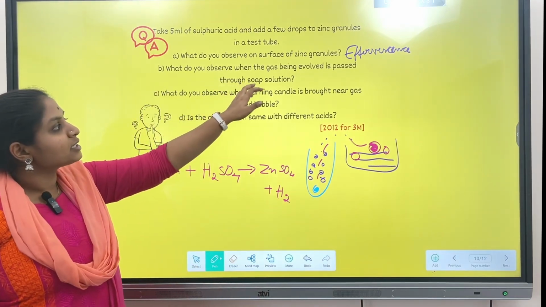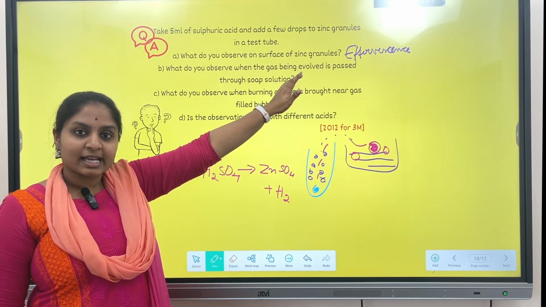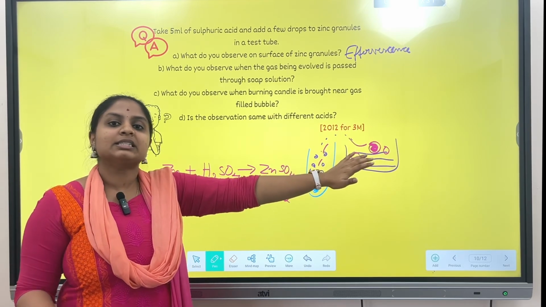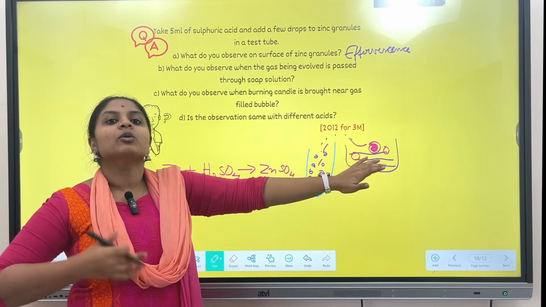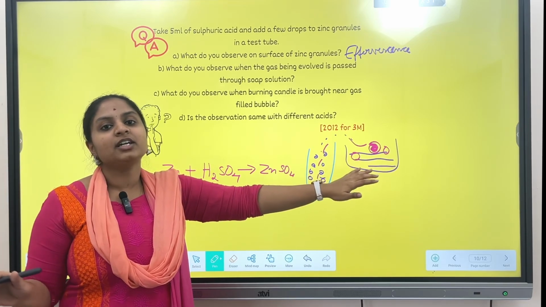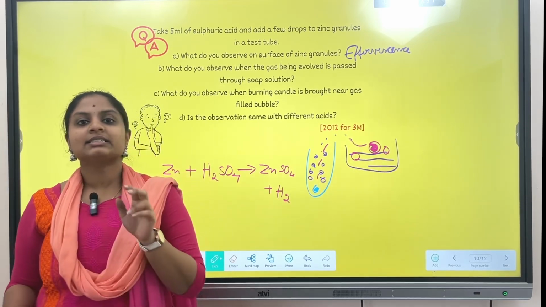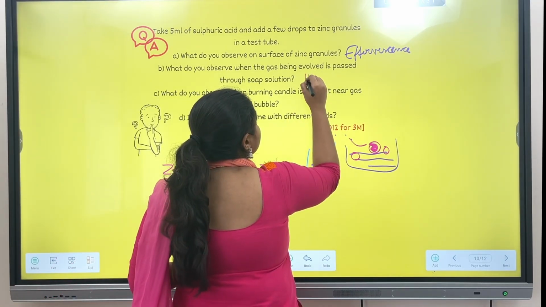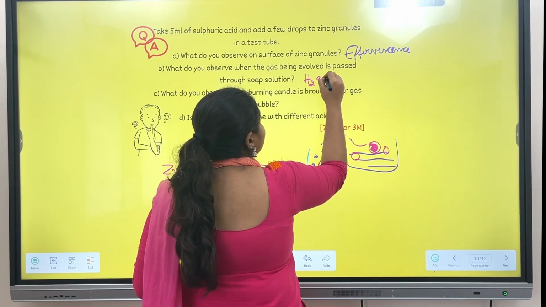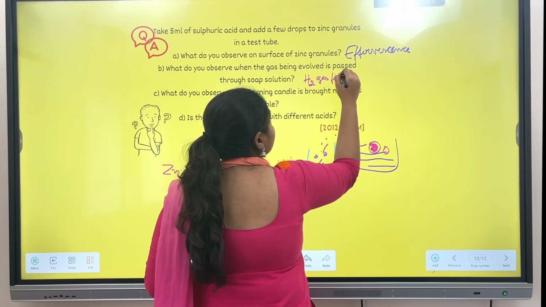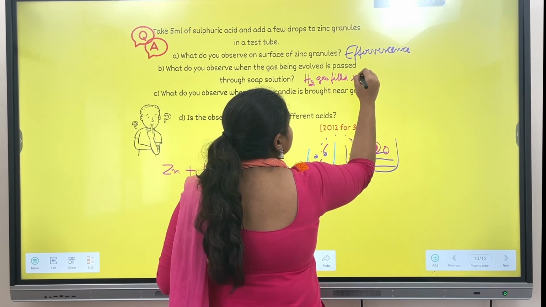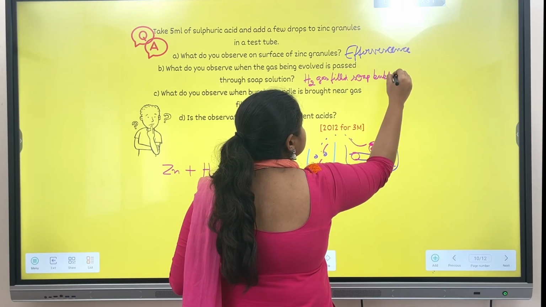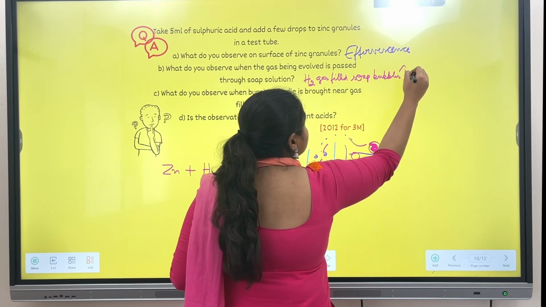So what do we observe? We observe that the hydrogen gas gets captured inside the soap bubbles, and more soap bubbles are formed which are filled with hydrogen gas. This is the answer you write for the second question. So here you will write, hydrogen gas filled soap bubbles are evolved.